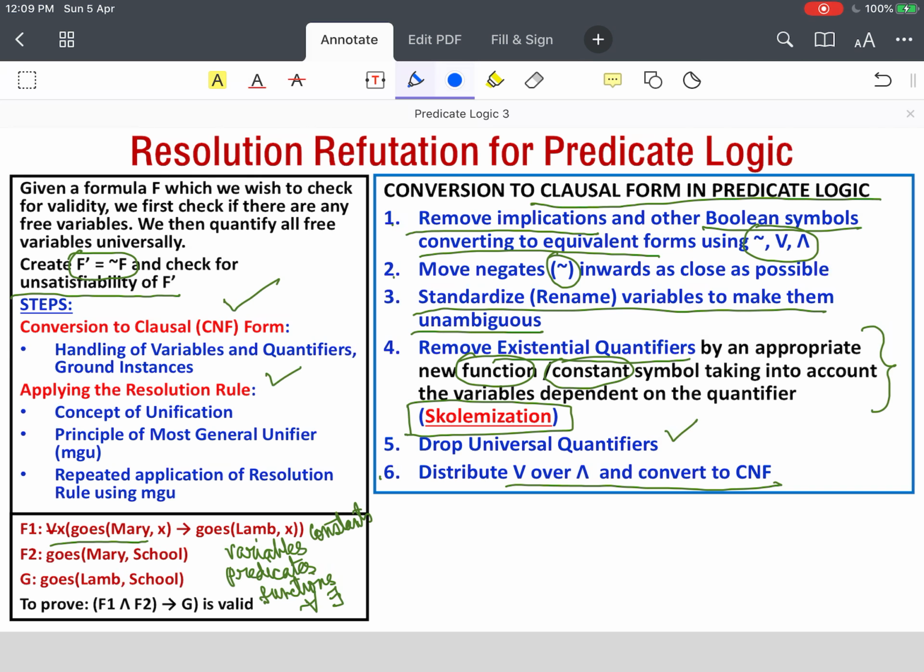We now see how we will show the working of the resolution refutation rule in predicate logic in this first simple example. Our example had F1 and F2 implies G. So to prove that to be valid, we will prove F1 and F2 and not G to be unsatisfiable.